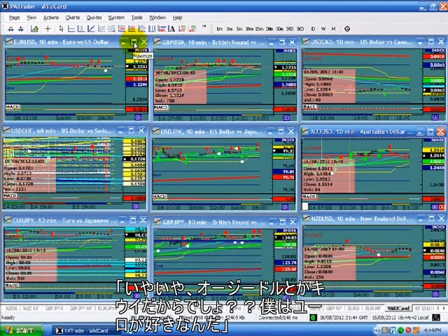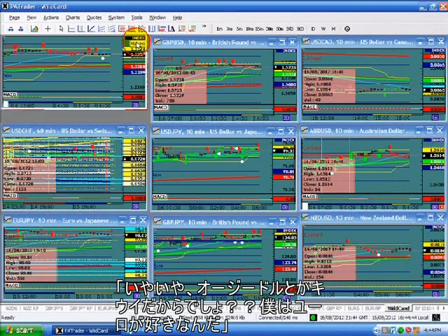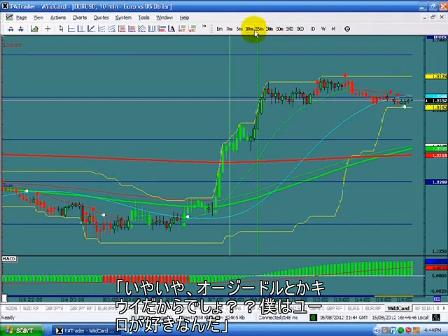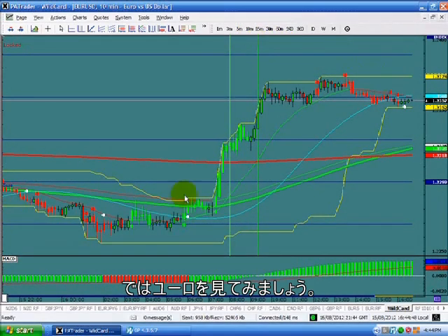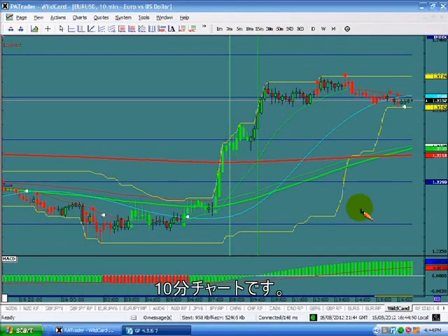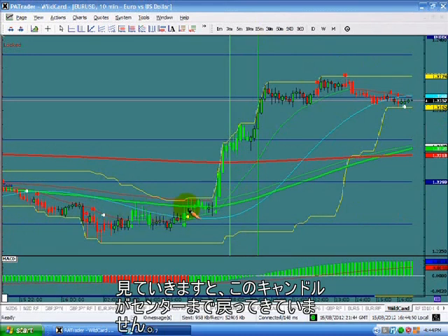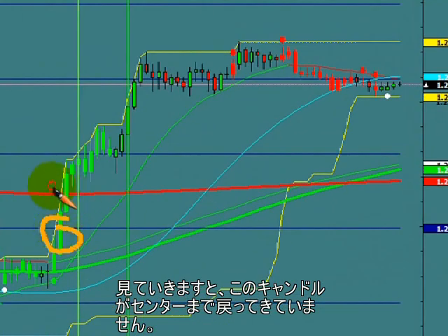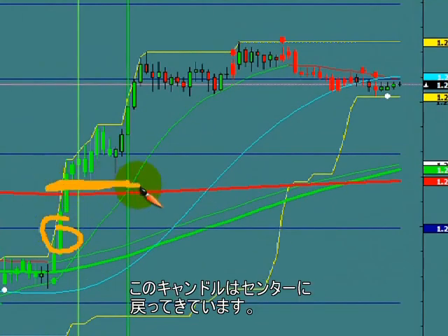Okay, yeah, but you're using the Aussie and the New Zealand. Why don't you do the Euro? Because I love to trade the Euro. Okay, well, we'll just go to the Euro. And here's 10 minutes right here, all right? So we're going across here like this, and we see all these candles right here, and then this one right here does not center. This one centers right here, okay, as you can see.